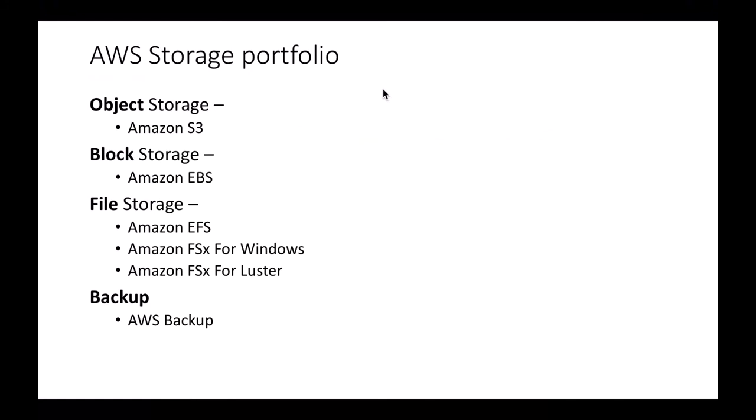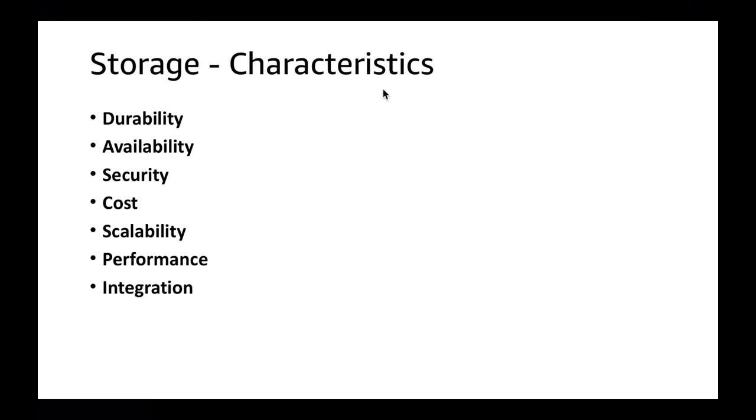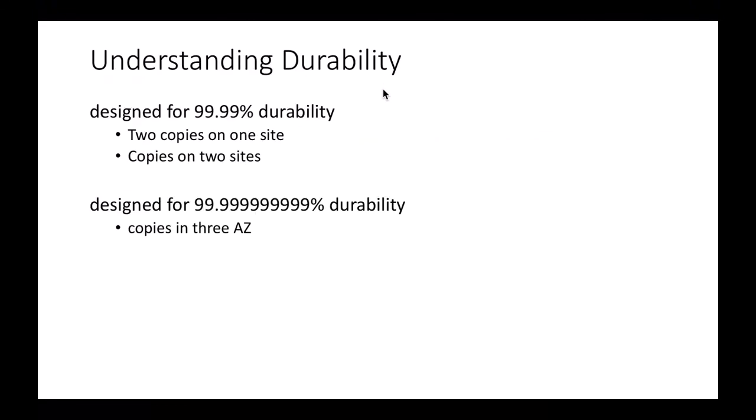So we'll talk about all those object storage portfolio. We already talked about what is object or block and file backup and everything, and we talked about durability, availability, security, cost, scalability, performance, integrity. Try to understand this, this is a very neat concept.